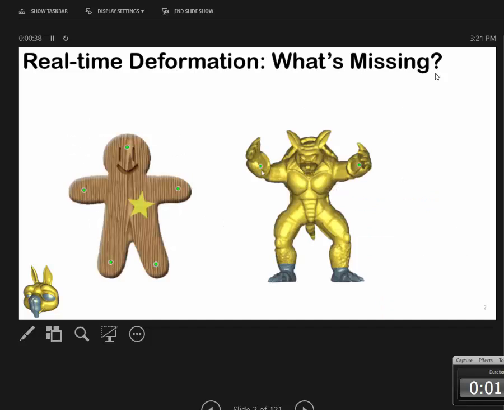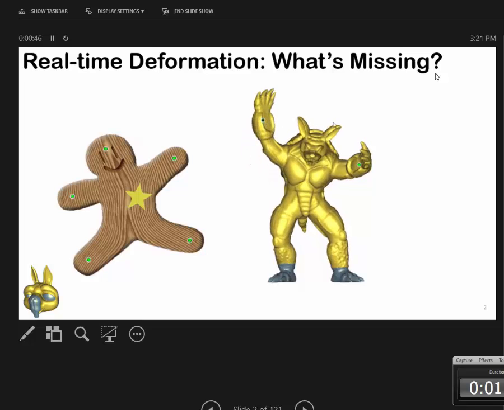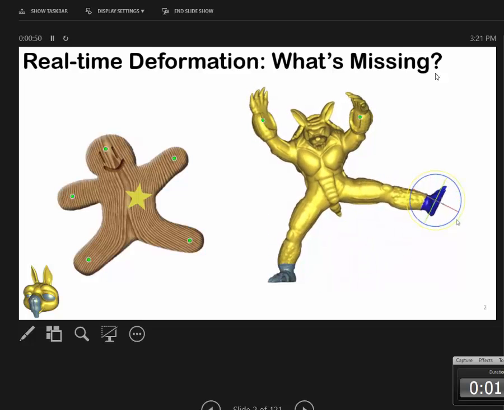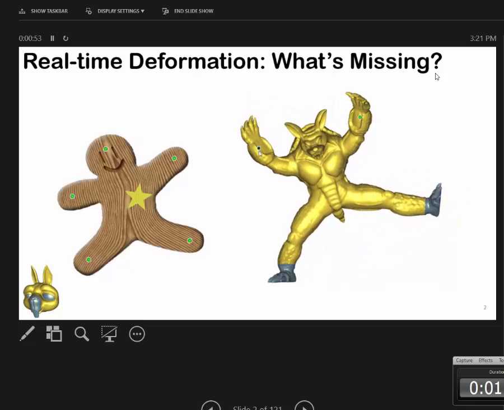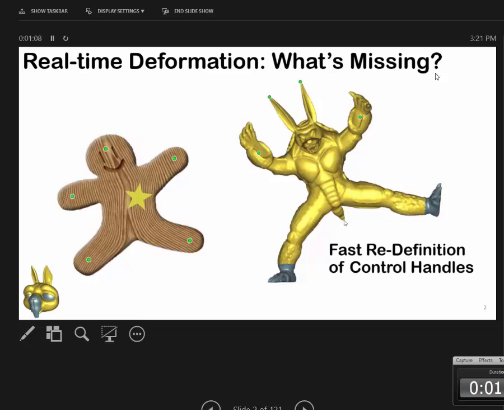Today we are going to be talking about the deformation of 2D and also 3D shapes in real time. Typically, the user manipulates some control handles like points or regions. Very often, a user might want to add some more handles on the deformed shape, such as on the ears of the armadillo. It seems simple, but previous methods do not support such fast redefinition of control handles.